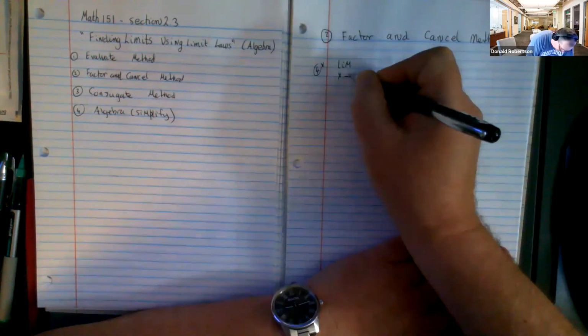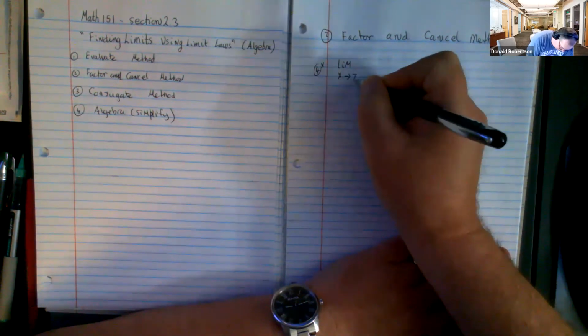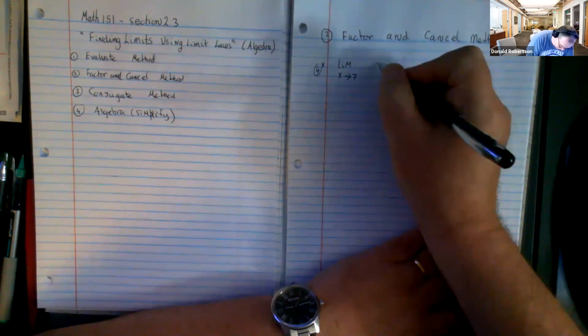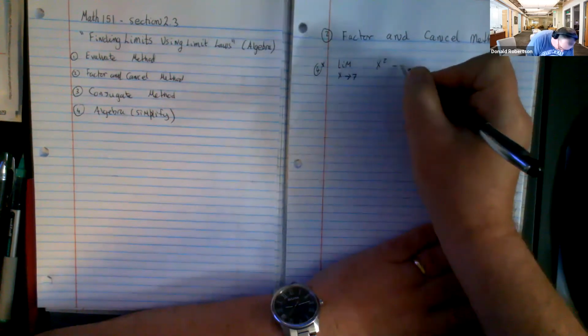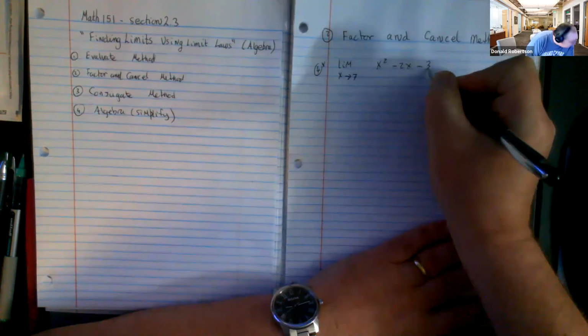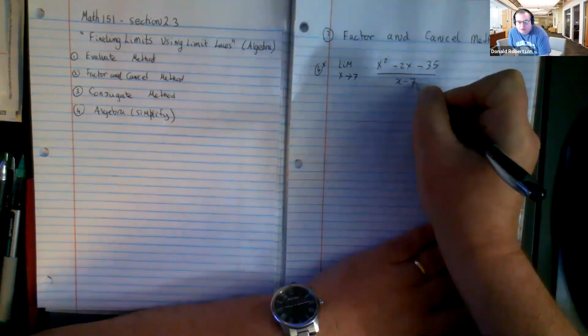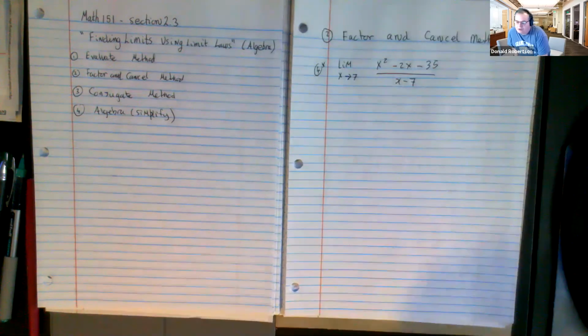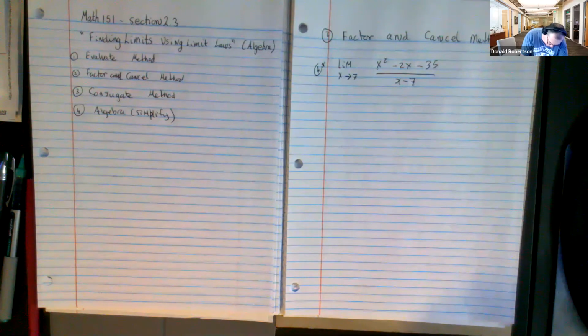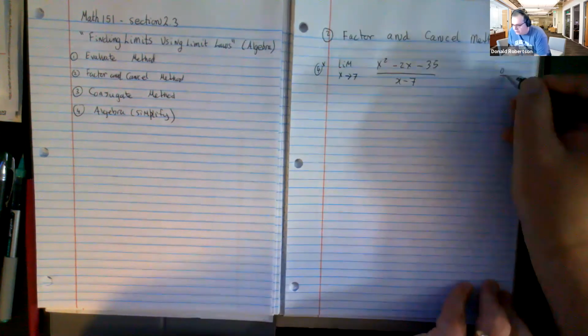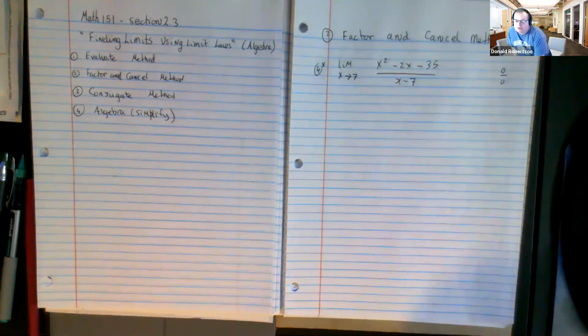Okay, this is question 4. The limit as x tends to 7 of x squared take away 2x take away 35 over x take away 7. Now, I would probably try and evaluate this first, but can you trust me that you get 0 over 0? Right, so we know it doesn't work. So we're now going to do factor and cancel.